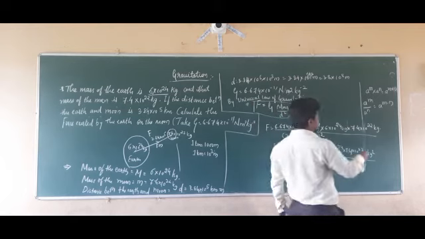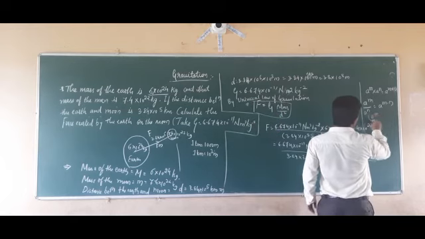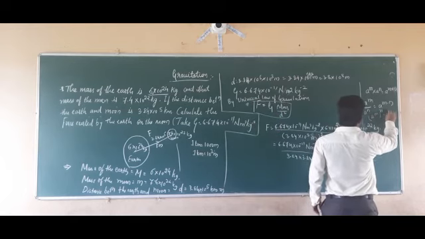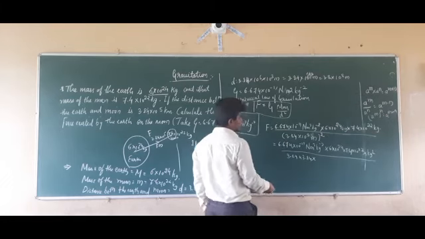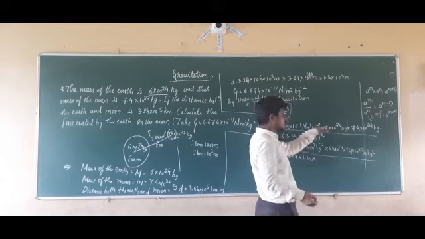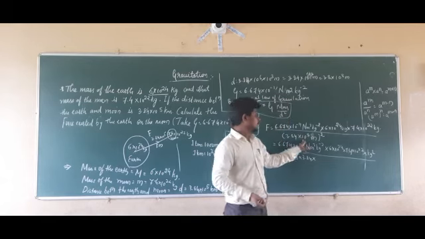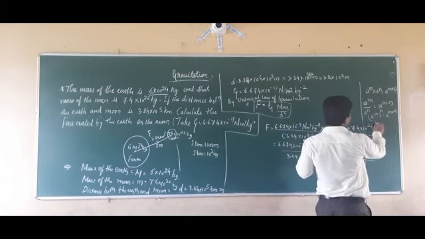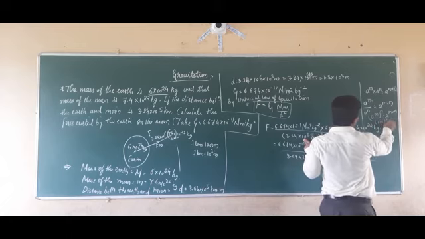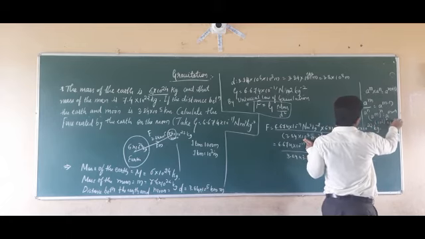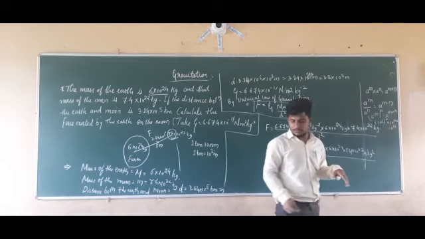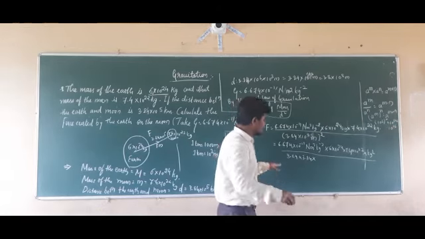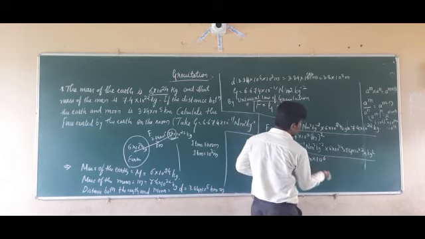We have another formula, that is a raised to m raised to n is equal to a raised to m into n. So if we take that here, 10 raised to 8 raised to 2 is equal to 10 raised to 8 into 2, it will become 10 raised to 16. Therefore, it will become 10 raised to 16 meter square.